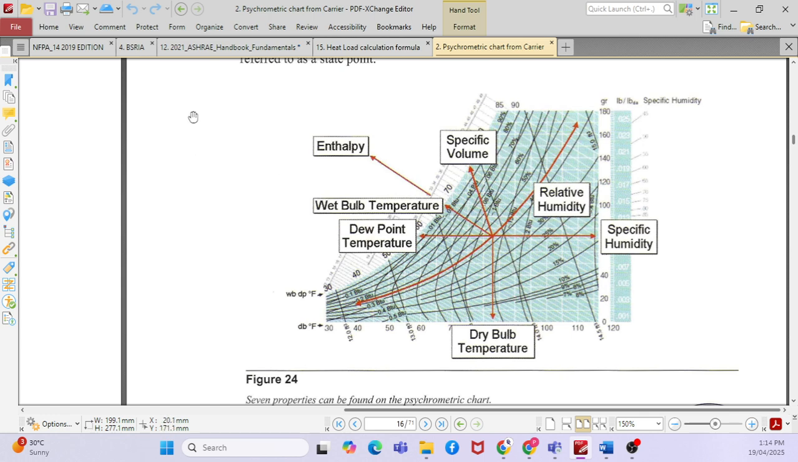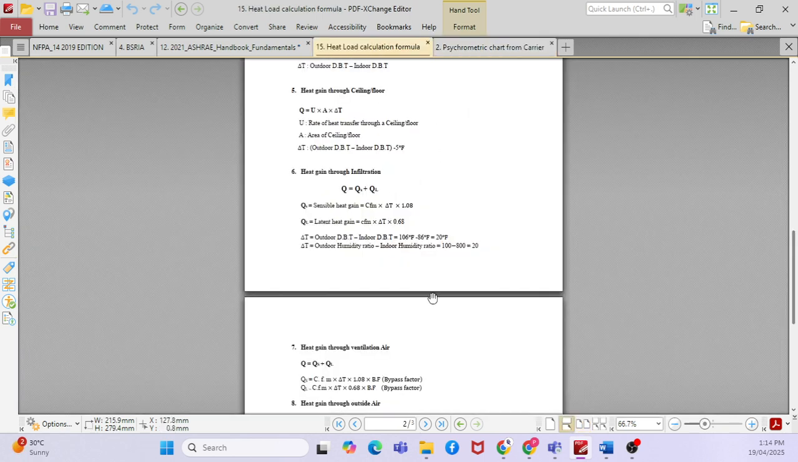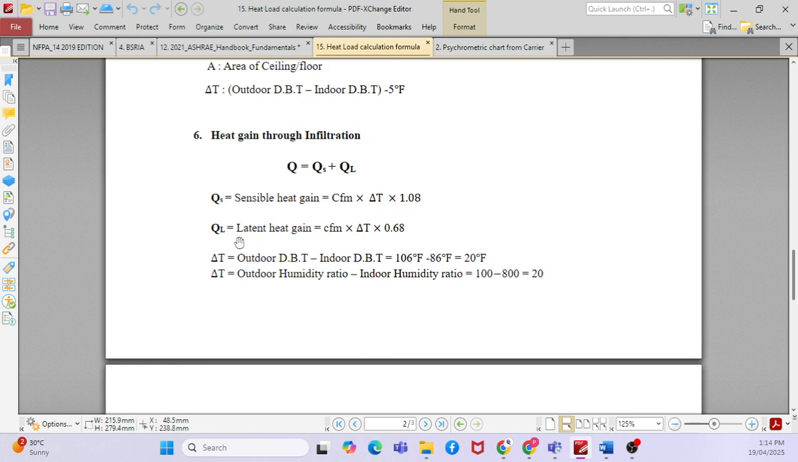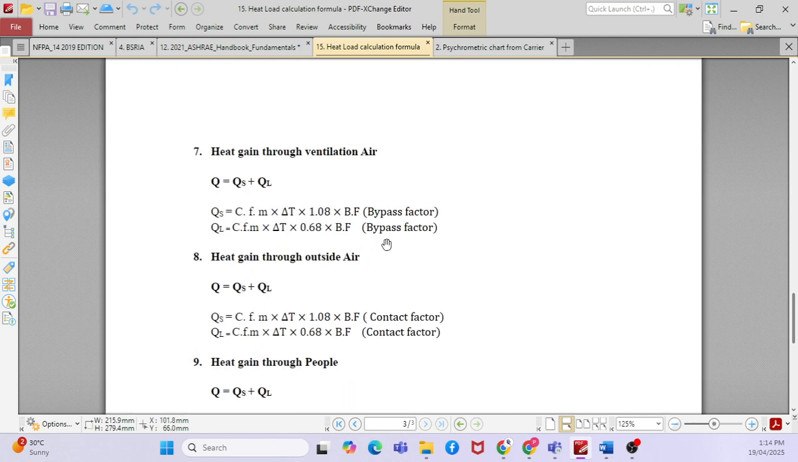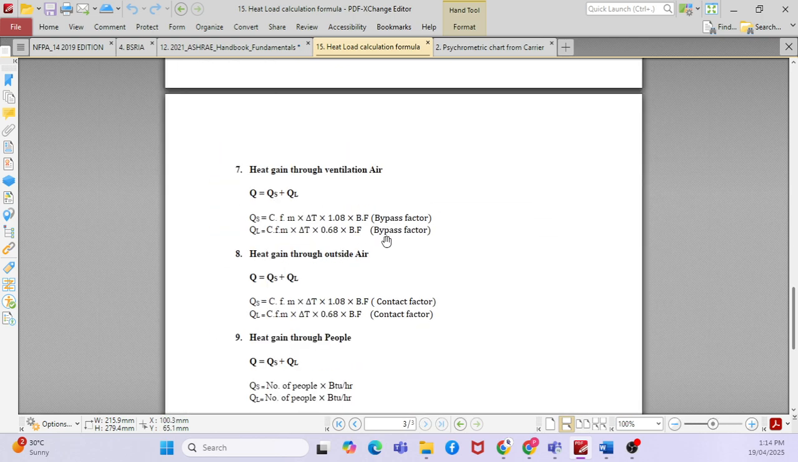Now you are going to calculate the latent load. For the latent load, based on these two temperatures, you should know what the specific humidity is, right? Based on that temperature, you can calculate the specific humidity. Say, for example, if you go to these particular equations, can you see this equation? Latent heat gain.